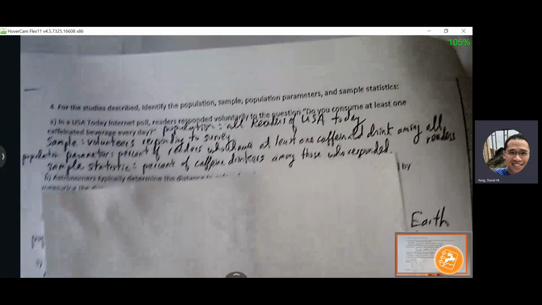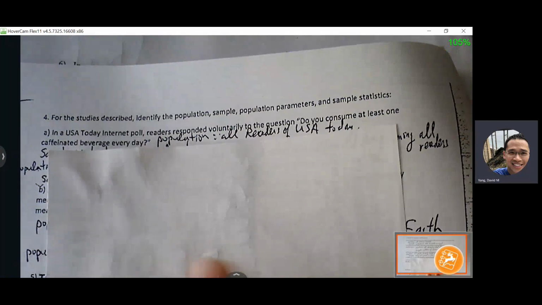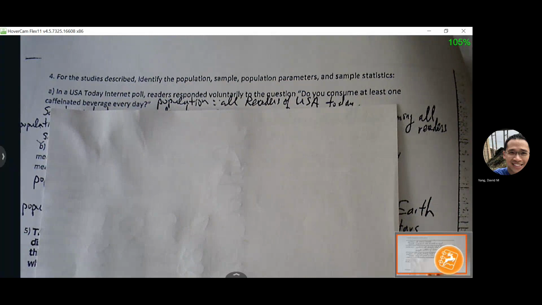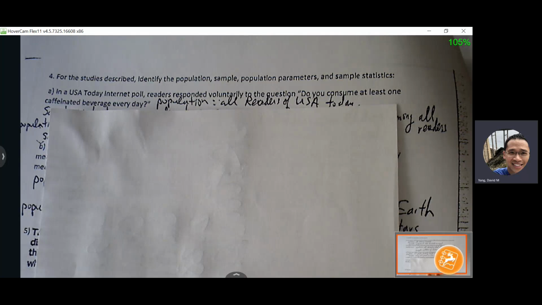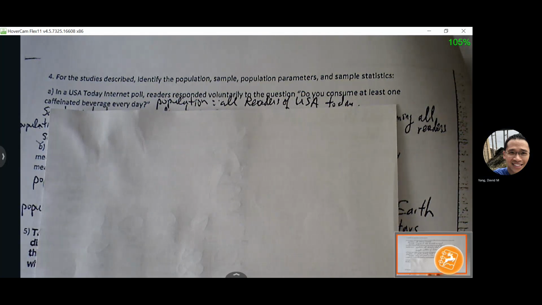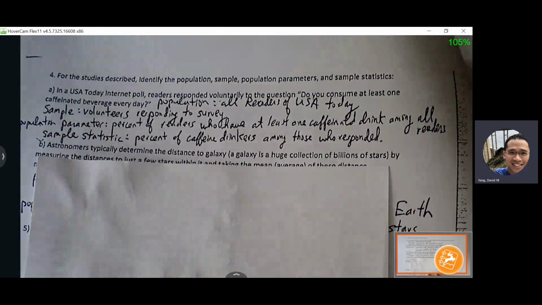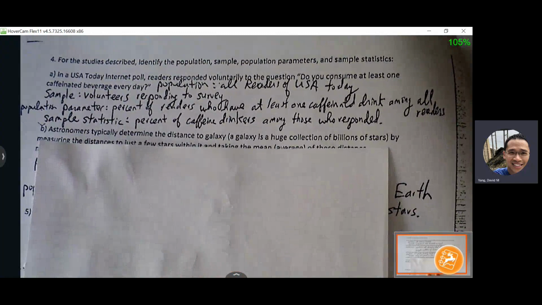Okay, number 4. For the studies described, identify the population, sample, population parameter, and sample statistic. The USA Today Internet poll, readers responded voluntarily to the question, do you consume at least one caffeinated beverage every day? So let me just go through an example of each of those definitions.